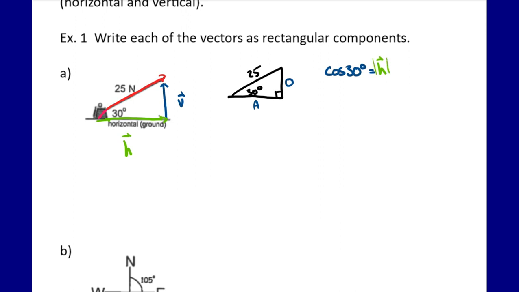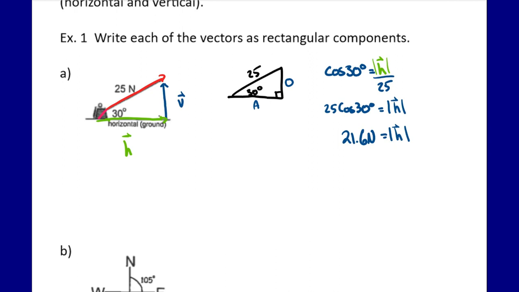Use the absolute signs as well, because it's going to be a positive value no matter what. So H over the hypotenuse, which is 25. Bring the 25 up. 25 cosine 30 is equal to H, or the horizontal component. And I get that the horizontal component is 21.6 newtons. So the horizontal component is 21.6.